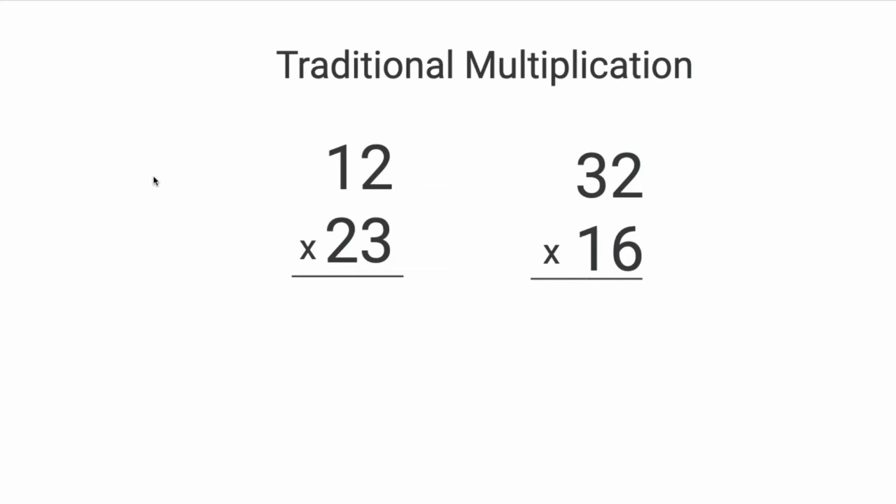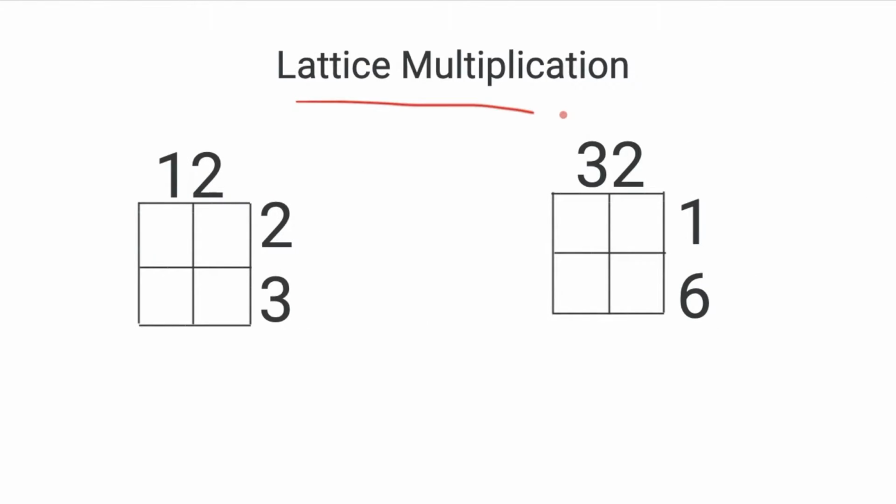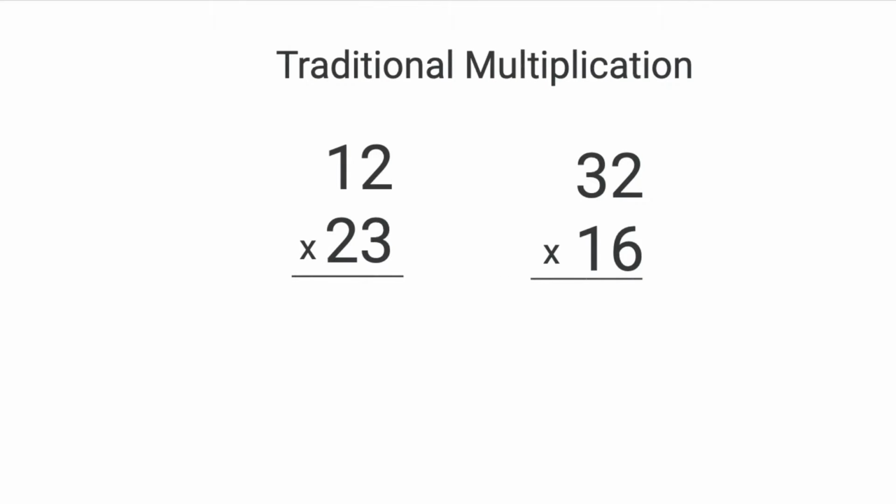Today we're going to be learning how to multiply double-digit numbers using the traditional multiplication method and the lattice multiplication method. In both cases, the principle of what you're doing is the same. You're taking larger factors like 12 and 23, and you're breaking them down into single digits to multiply.